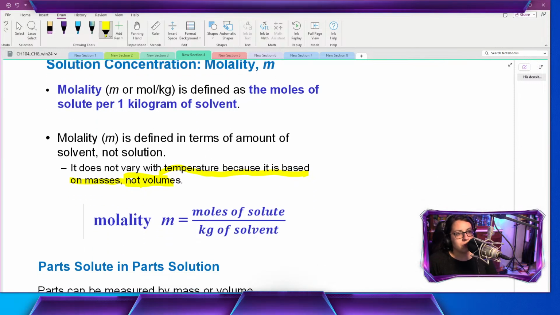And so we have our formula for molality. So moles of our solute over our kilograms of solvent. And so notice it's kilograms of our solvent, right? Not the whole thing.